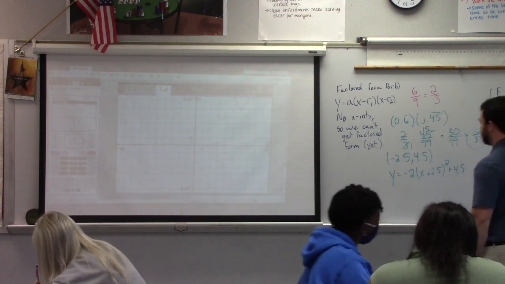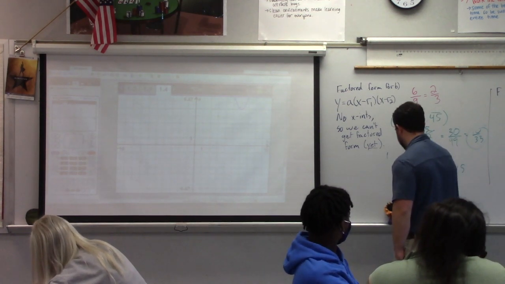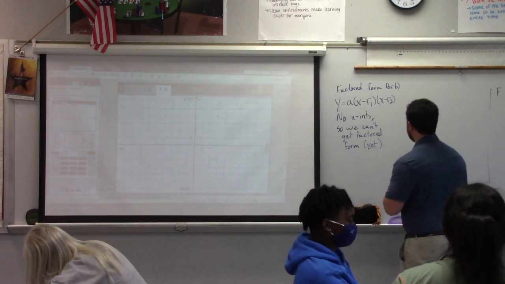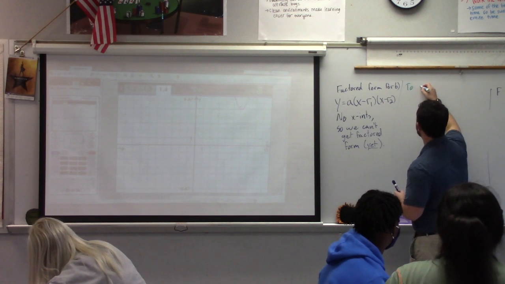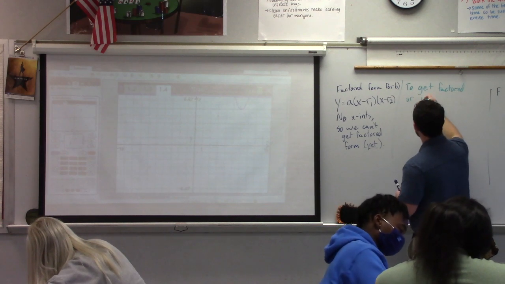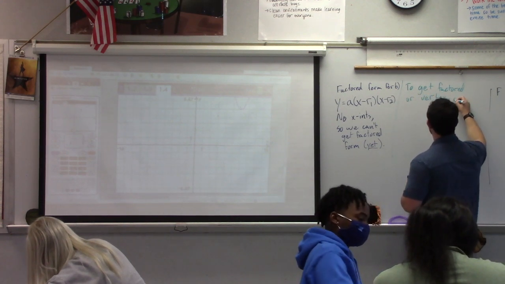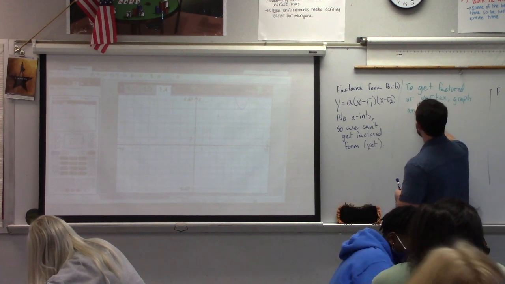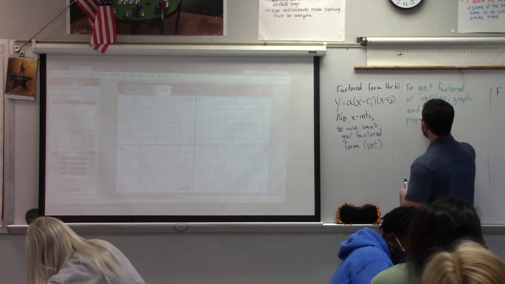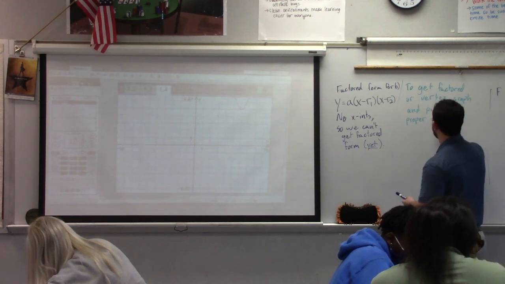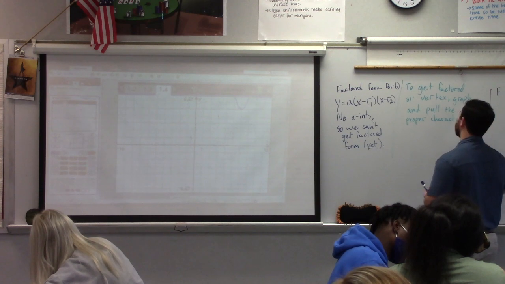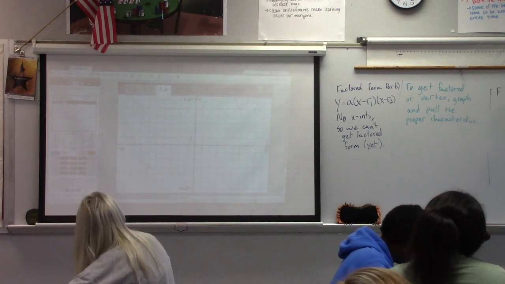Can you say that last part, about getting factored or vertex form? Okay, so to get factored or vertex form, graph and pull the proper characteristics. I'll say it that way, because again, if I have vertex form, what do I need? The vertex. If I have factored form, what do I need? The A. I mean, I always need A, but if I have factored form, I need the x-intercepts.